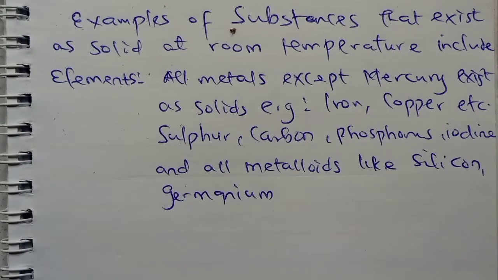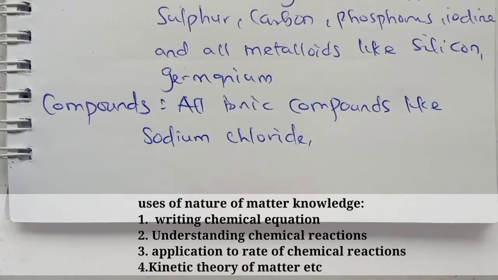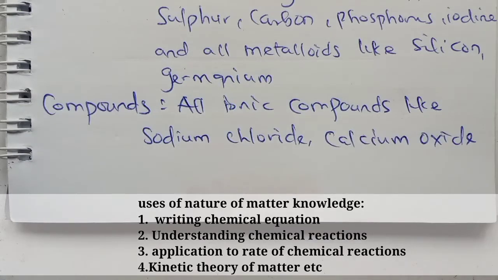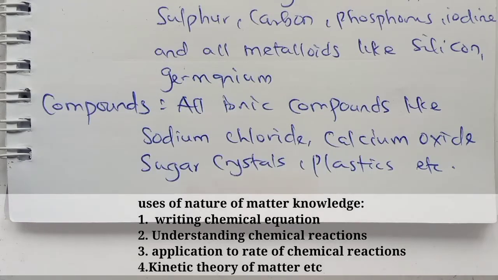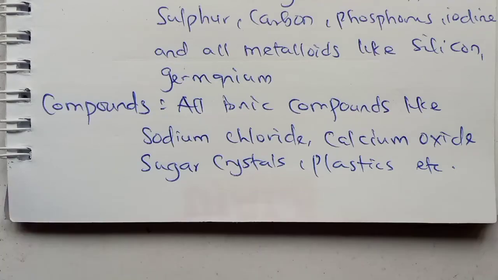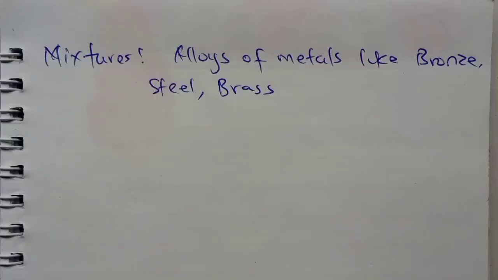What about compounds? All ionic compounds like sodium chloride and calcium oxide exist as solid. We still have things like sugar crystals, plastics, and so on. Let's look at the mixtures that can exist as solids. For mixtures, we have alloys of metals like bronze, steel, brass. We still have things like wood, coal, and many more.